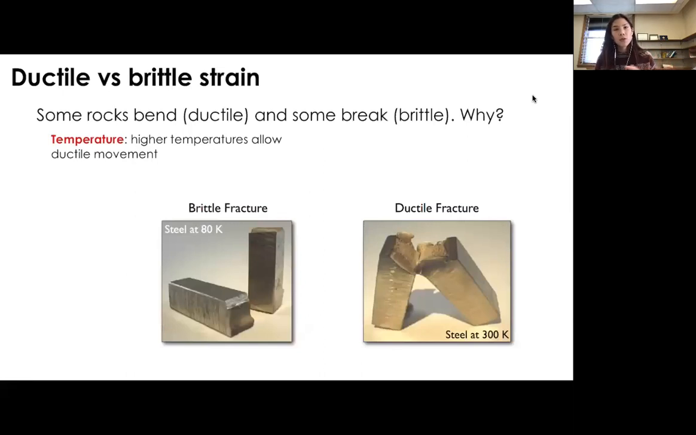So one of the main controls in whether rocks are ductile or brittle is going to be the temperature. A higher temperature will allow more ductile movement, simply because the atoms, the molecules that make up that material are going to be a little bit looser, and it will be easier for them to maintain their crystal structure while bending, versus a tighter crystal lattice and tighter atoms may not allow for that, and you will get brittle fracture at lower temperatures.